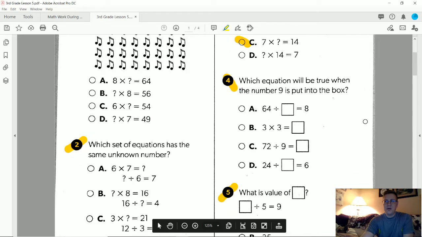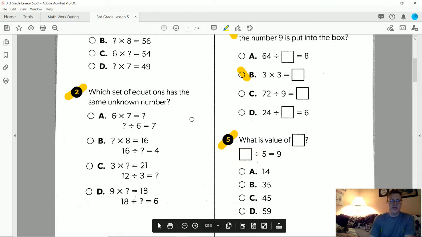Number 4, which equation will be true if we put the number 9 in the box? So option A, if I did 64 divided by 9, I would not get an even number. The second one, if I do letter B, 3 times 3, that does equal 9. 72 divided by 9 equals 8, and 24 divided by 9 would not give us an even number.